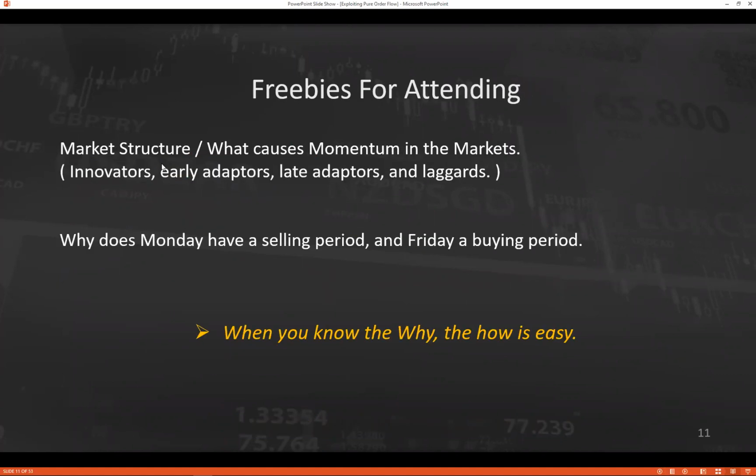Well, let's do this, freebies. What causes momentum in the market? So I'm going to do this real quick. Malcolm Gladwell in The Tipping Point says they're innovators, early adopters, early, mid, late adopters, and laggards. In trading, there are innovators, early, mid, and late adopters and laggards.